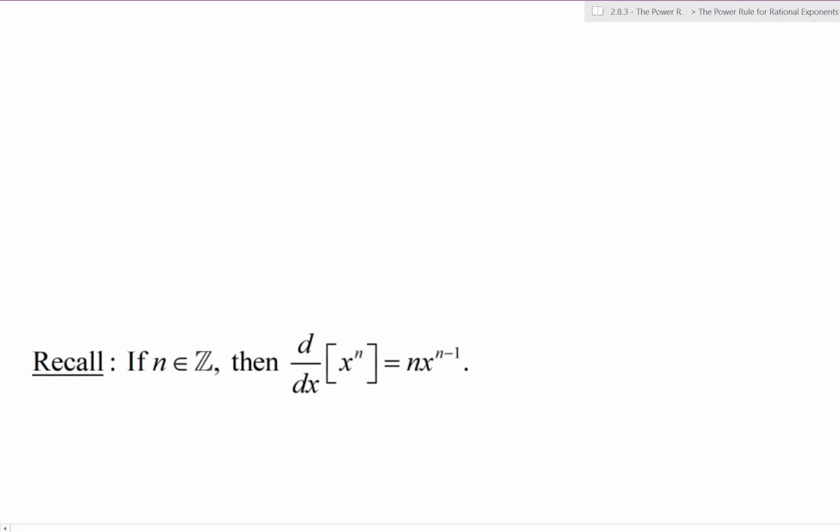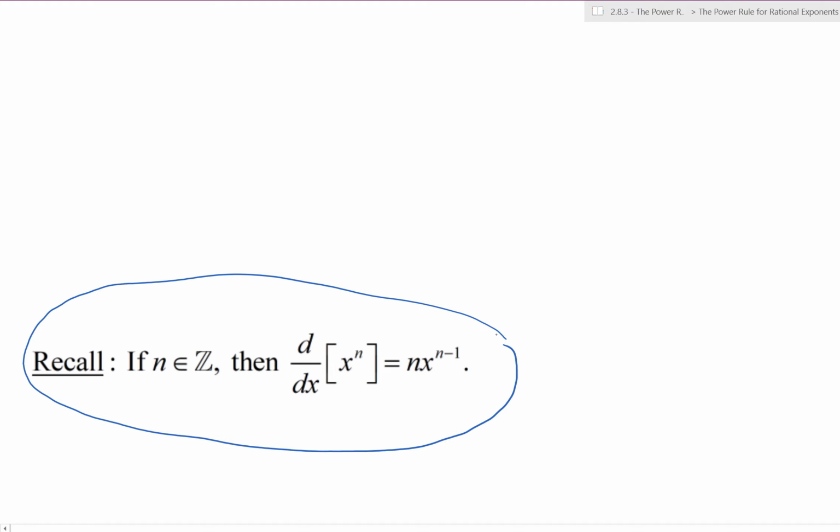Now look, this is the power rule that we've established thus far. Recall, if you have an integer value of n, negative or positive whole number, including 0 as well, then we have already established that the derivative of a power function of the form x to the n with respect to x is n times x to the n minus 1. But that was only restricted to integer values of n. So we'd like to extend this rule now so that the powers also include rational values of n.